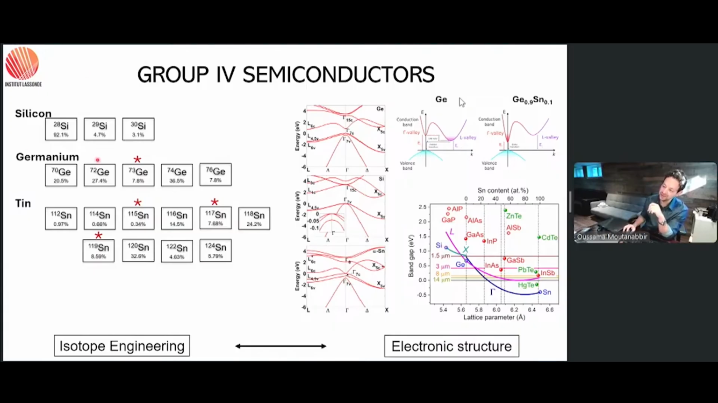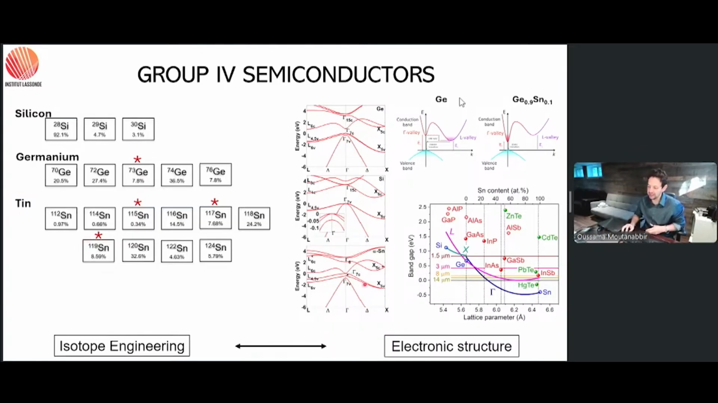But the other element that is unique to Group 4 is that these elements have a few stable isotopes, and this gives another knob to play with, which is the nuclear properties and also the average mass in the lattice. You can see here that I forgot to put a star here. For each element, you will have a few isotopes that are nuclear spin full, and that's an additional knob that you can play with. You can either remove this nuclear spin background, or you can engineer it and create even localized quantum dots that are made of this local magnet.